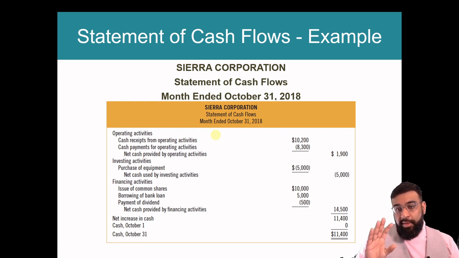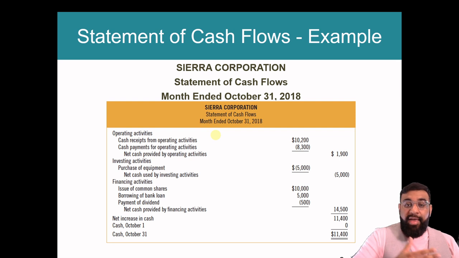We have 4 financial statements: the income statement, the statement of changes in equity, or the statement of retained earnings, the balance sheet, and the statement of cash flows. The income statement, the statement of change in equity, or the retained earnings statement, and the statement of cash flows are for the month ended October 31st, 2018, or if you're doing it for the full year, for the year ended, whereas the balance sheet is just at October 31st, 2018. That's very, very important. And you will see this as you look at examples of the financial statements.